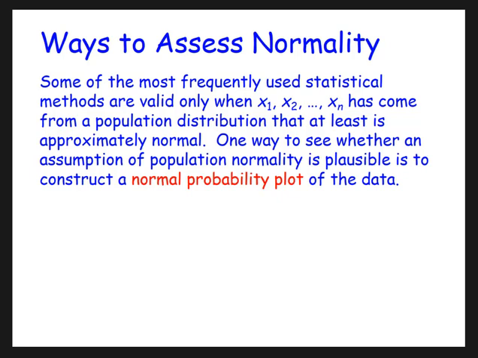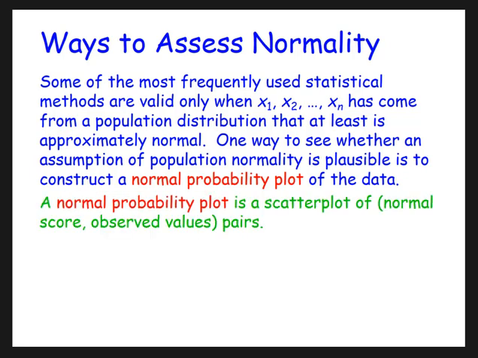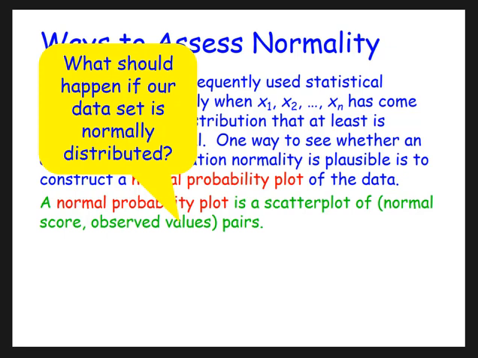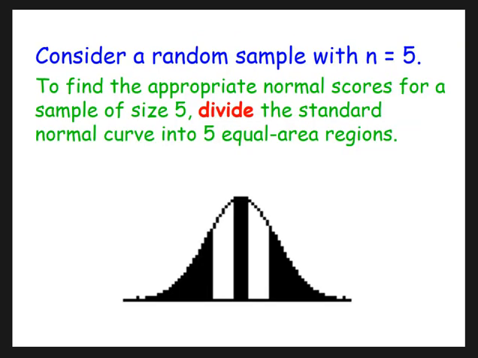To construct this normal quantile plot, we look at the size of the set of data that we have, and we use that to divide the normal curve up into pieces of equal probability. So what should happen if the data is normal? We should get a scatter plot that is a perfectly straight line, or at least really close to it if it's approximately normal. So if we have a data set with 5 items, n equals 5, we divide the area under the normal curve into 5 equal pieces.